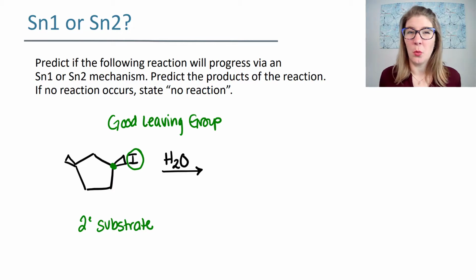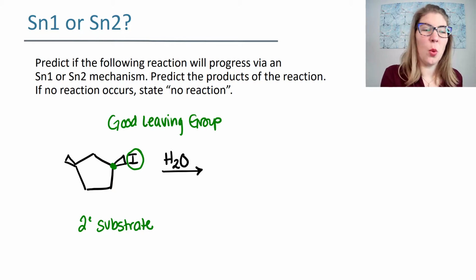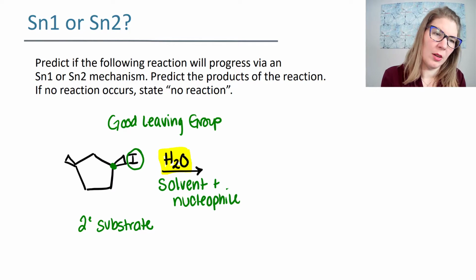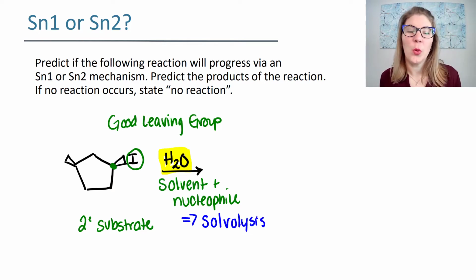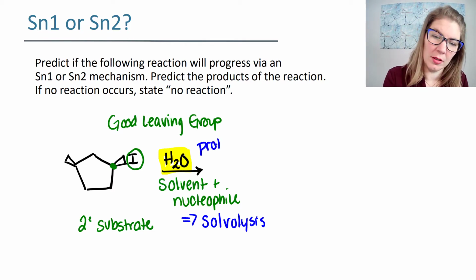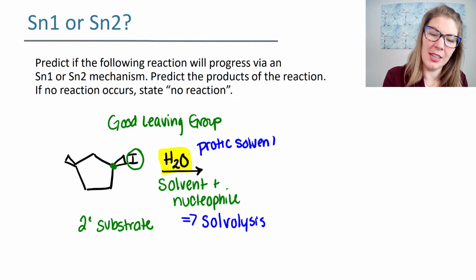Then over the reaction arrow is water. This is a type of reaction called a solvolysis reaction, which is where your solvent and your nucleophile are the same thing. The water is going to be both our solvent and our nucleophile. We call that, one more time, let's write it down, a solvolysis reaction. Your water is a polar protic solvent, and it is a weak nucleophile.